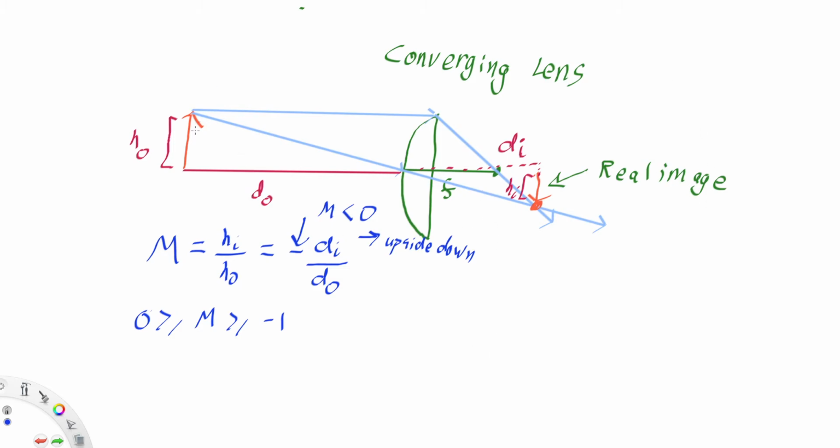So this is a converging lens. Does anyone want to tell us what the name of the other kind of lens is called? Diverging, yep. So let's see what happens with a diverging lens.